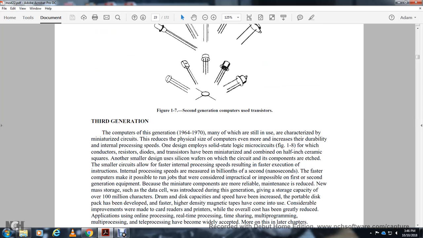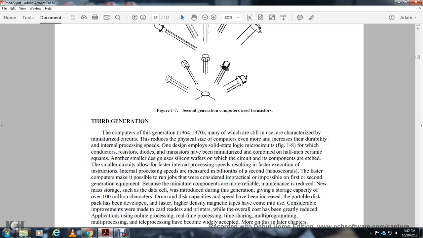Third generation computers, 1964 to 1970, were made with integrated circuits, miniaturized circuits that reduced the physical size of the computers even more and increased durability and internal processing speed. One design employed solid state logic microcircuits, in which conductors, resistors, and transistors were miniaturized and combined on a half-inch ceramic square. Another small design used a silicon wafer on which the circuit components are etched. Small circuits also allowed faster internal processing speed and faster execution of instructions, measured in billionths of a second, or nanoseconds.